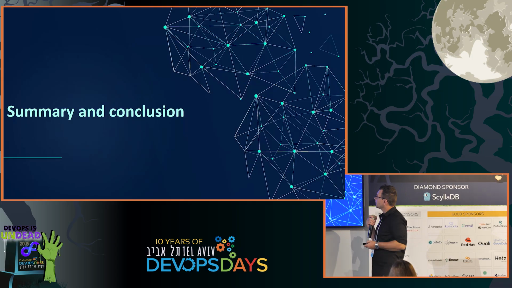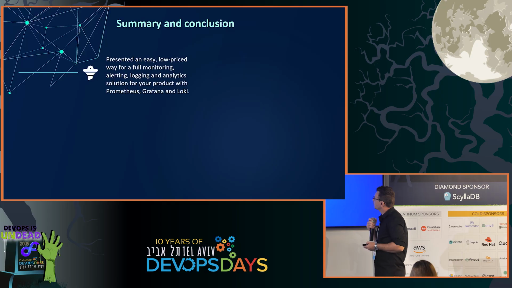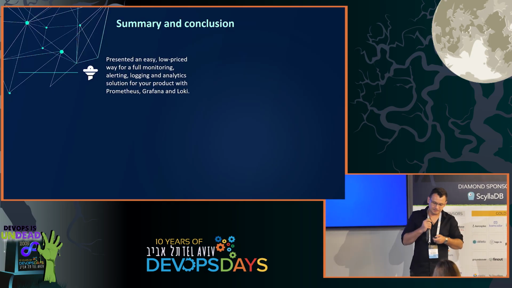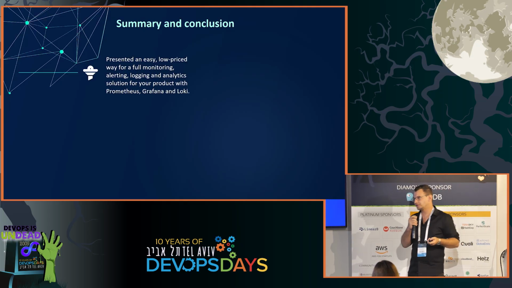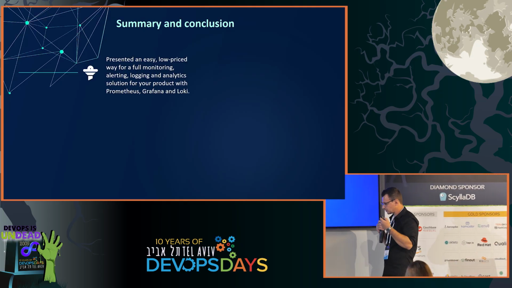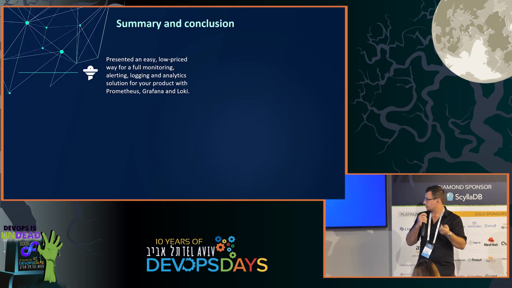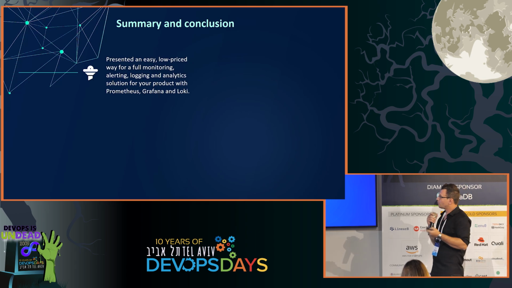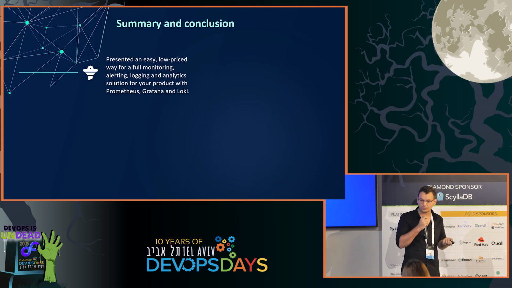So, for summary and conclusion, what did we talk about today? We literally went step by step to show you maybe an alternative for creating a full monitoring and observability solution. We presented an easy, low price, because it's really open source, way for a full monitoring, alerting, logging, and analytics solution for your product with Prometheus, Grafana, and Loki.